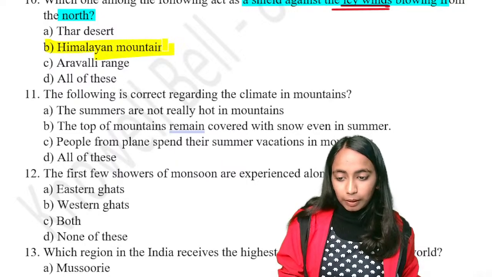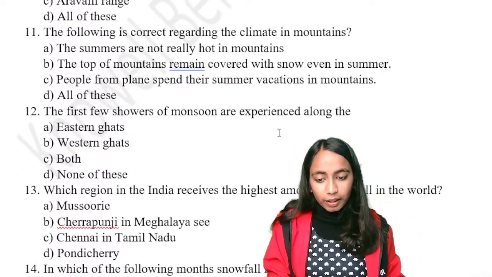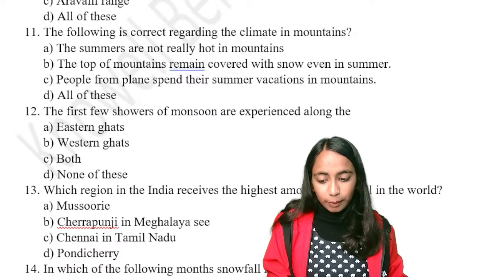So, Himalayan mountains. Which of the following is correct regarding the climate in mountains? The summers are not really hot in mountains. The top of a mountain remains covered with snow even in summer. People from plains spend their summer vacations in the mountains.